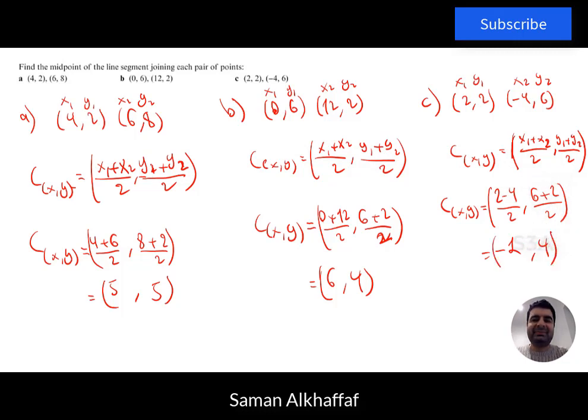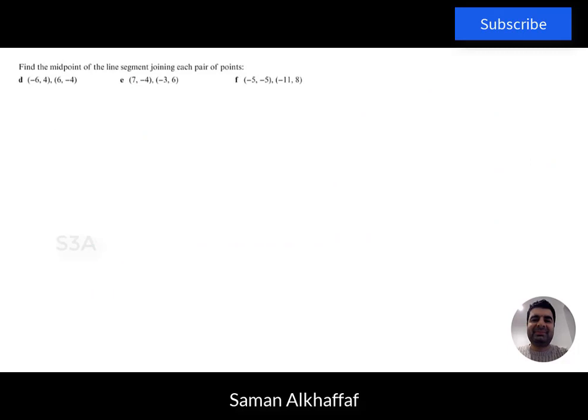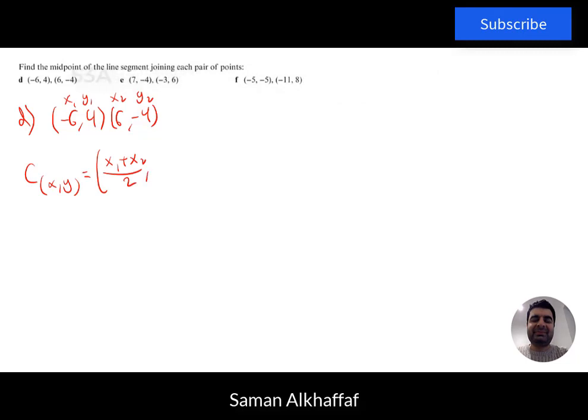So these are the coordinates of the midpoint. In this example, we are asked to find the midpoint of the line segment joining each pair of points. So we look at part D. First we have -6 and 4, and we have 6 and -4, so that's x1, y1, x2, y2. So the center midpoint would be x1 plus x2 over 2, and we have y1 plus y2 over 2.